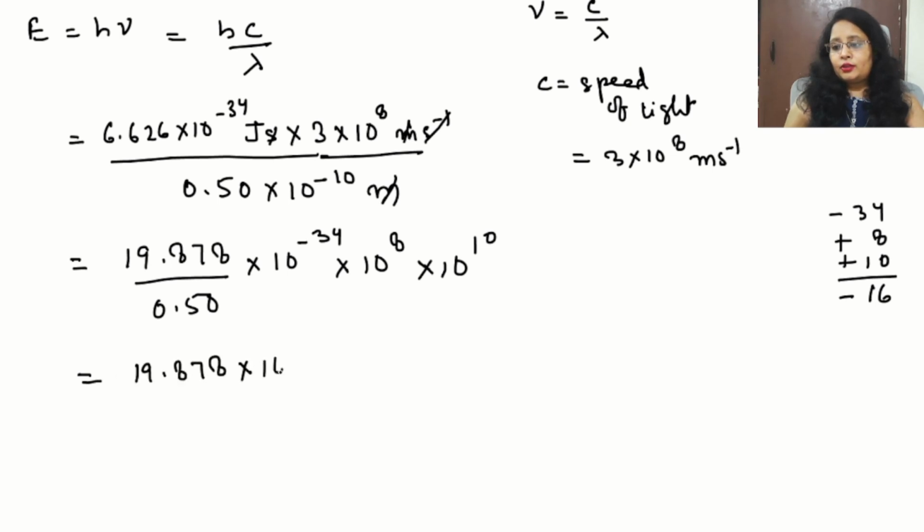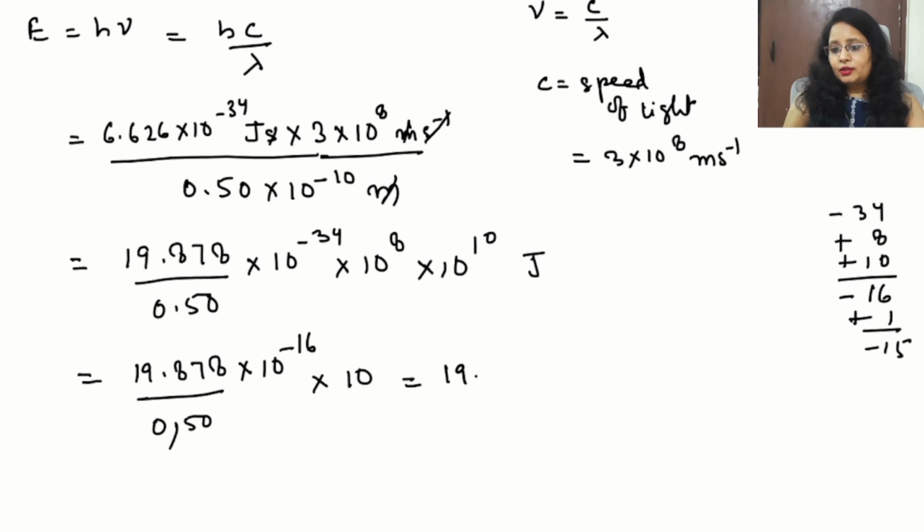So we can write it as 19.878 into 10 to the power minus 16, and the unit is joule here, divided by 0.50. So here 0.5 we can write as 5 and remove the decimal, so again the power plus 1 will be added. So minus 16 plus 1 will be minus 15. Now doing the division, 19.878 divided by 5 into 10 to the power minus 15, we got it.